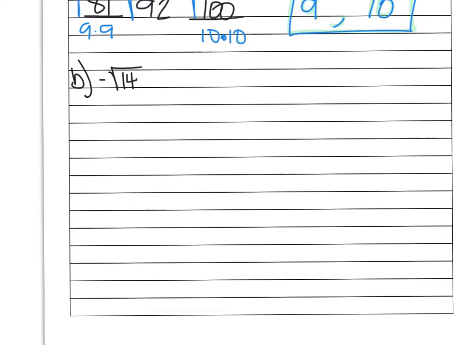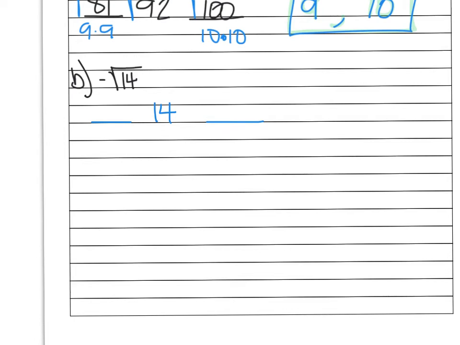Square root of negative 14. Don't worry about the negative sign. We'll deal with that at the end. So we're going to go what comes before 14 and what comes after 14. So let's do 2 times 2 is 4. 3 times 3 is 9. 4 times 4 is 16. Okay, so I have one before and one after 14.